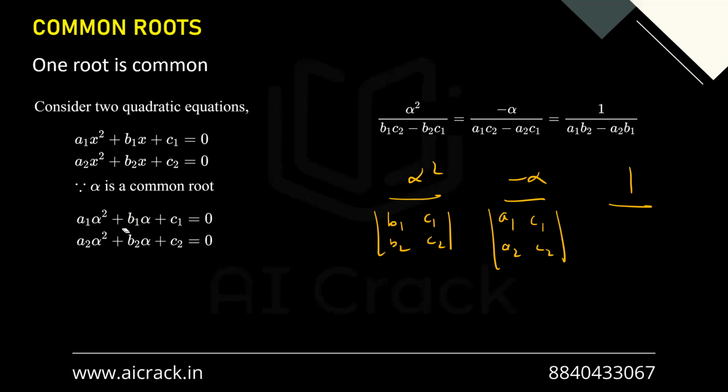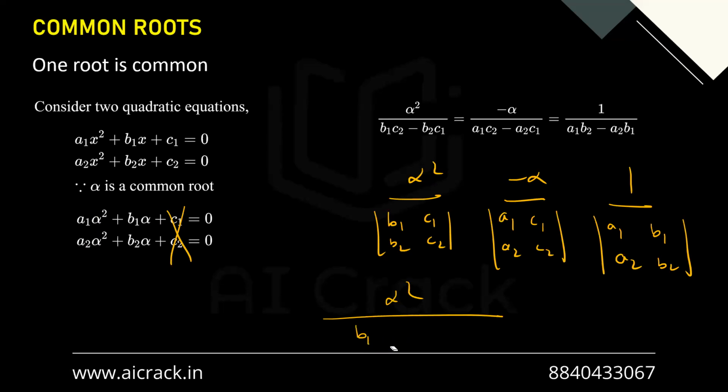And for this constant part, we'll hide these constant terms and we'll write down the determinant. We'll be getting a1, a2 and b1, b2, right? Now if you open up this one, we'll be getting alpha square upon b1 c2 minus b2 c1, right? Same as this one, right? b1 c2 minus b2 c1. So this you have to remember.